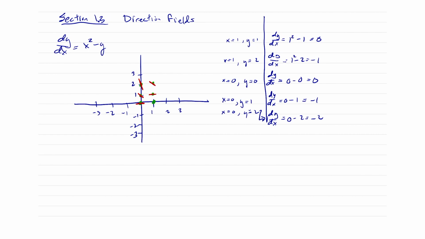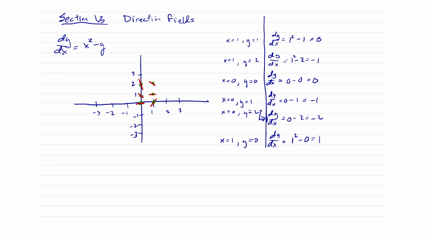Right. Now let's take a look at this point here. And so what are we going to get? Well, we have the point x equals 1, y equals 0. And so we're going to have dy/dx is equal to 1 squared minus 0, which is equal to 1. And so we can go ahead and put a tick mark here like that. Okay, so that's a good little cloud of things going on here.